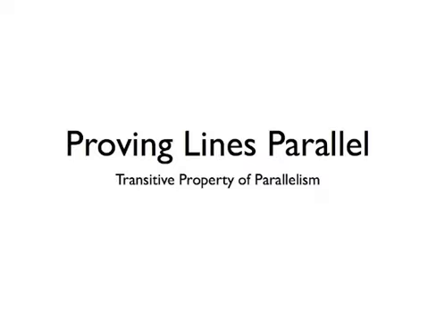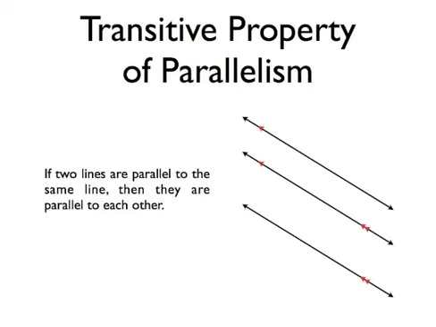Thank you, Mr. Sullivan. I am now going to introduce you to what is called the transitive property of parallelism. This theorem says if two lines are parallel to the same line, then they are parallel to each other. So let's take a look at our figure here.